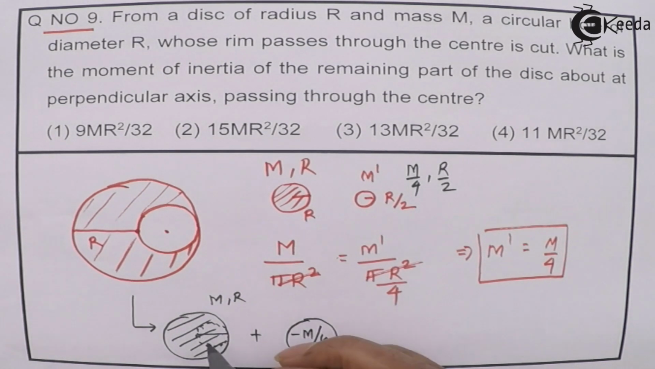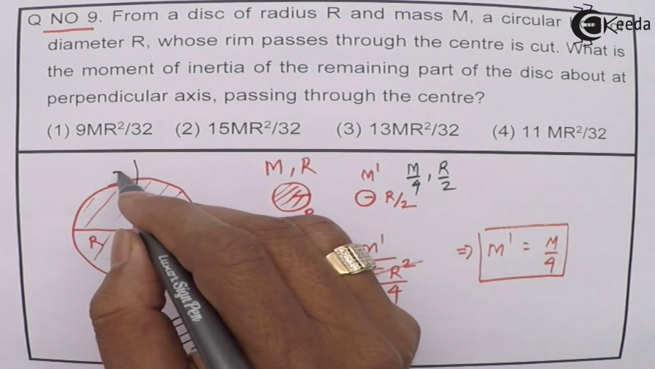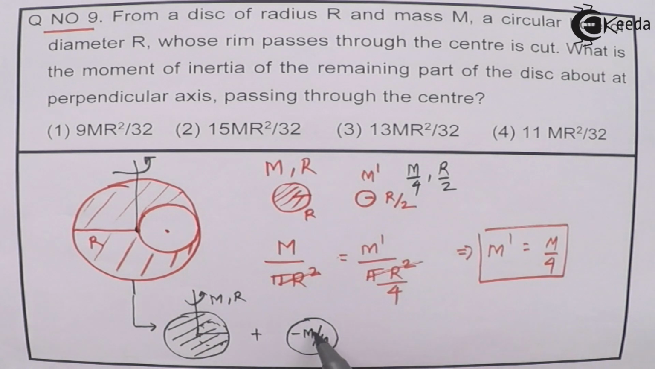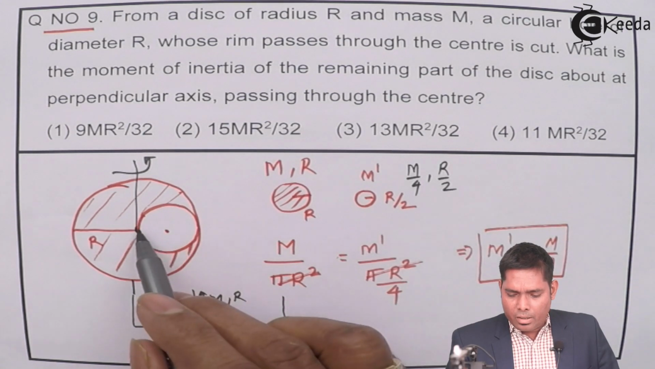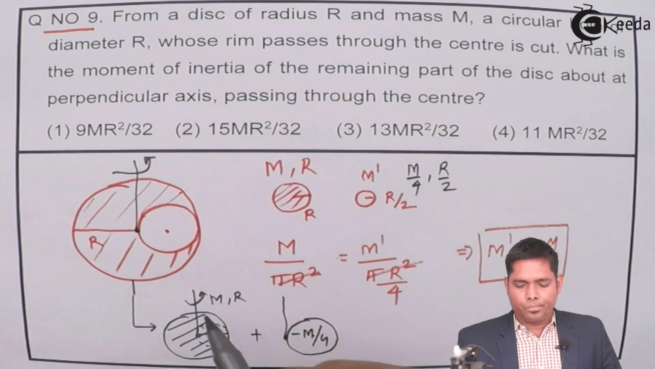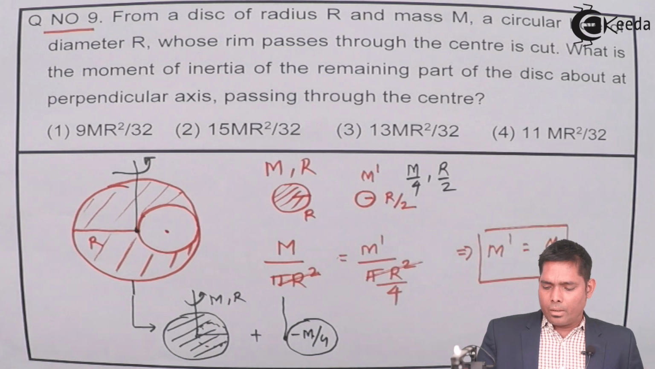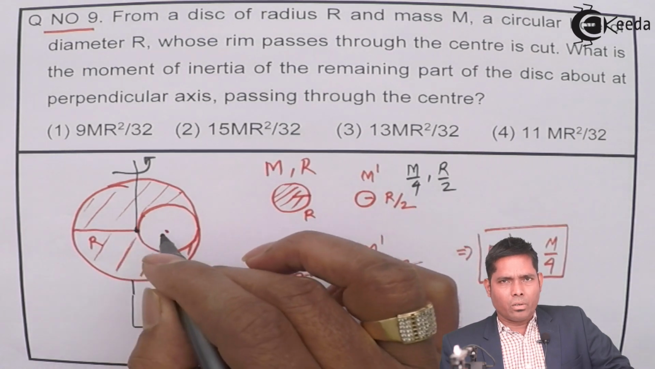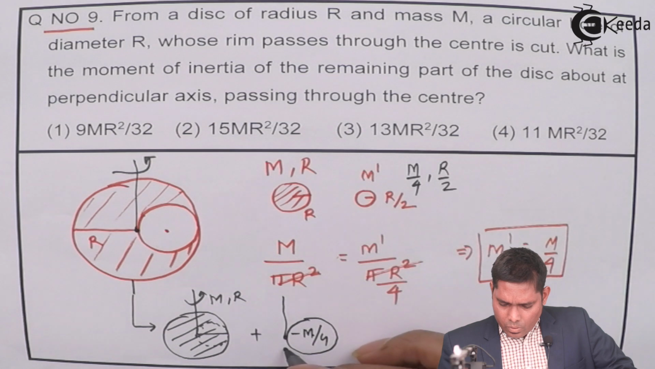So I have to find the moment of inertia. The moment of inertia about this axis is the same as the moment of inertia about this axis plus the moment of inertia about this axis, because for this disk we have to find the moment of inertia about the tangent, okay, tangent and perpendicular to the plane of the smaller disk. So this is like that.